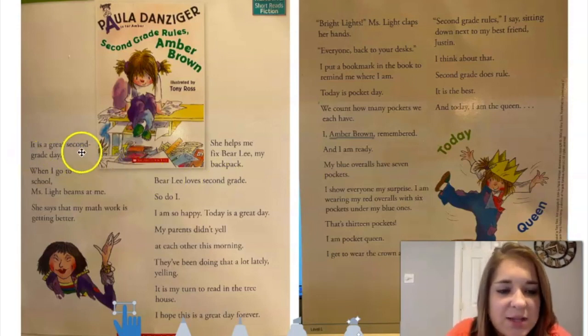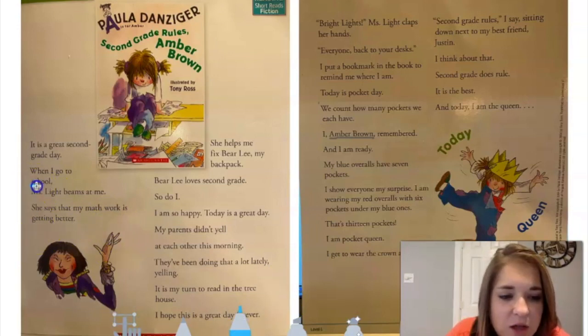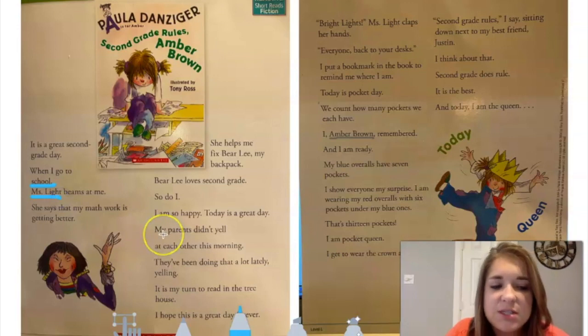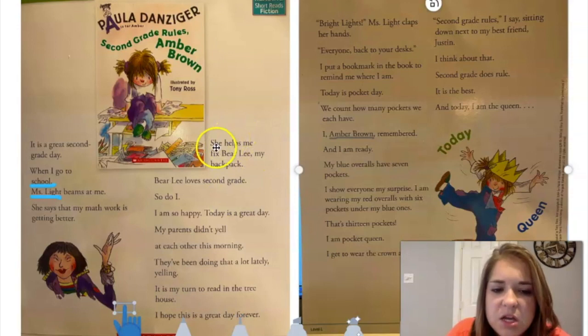It is a great 2nd grade day. When I go to school, Miss Light beams at me. She says that my math work is getting better. So I am going to underline school because that's my setting where it's taking place. And I'm going to underline Miss Light because she seems like, since she's the teacher, she's going to be pretty important.